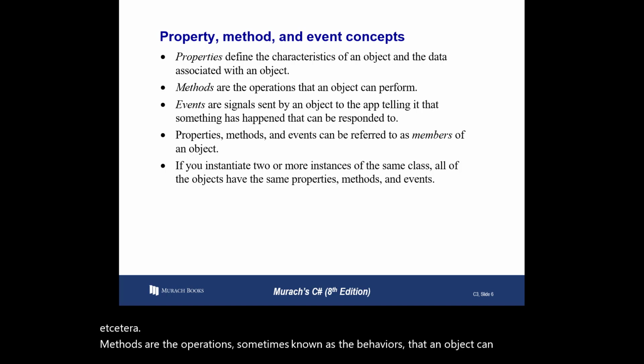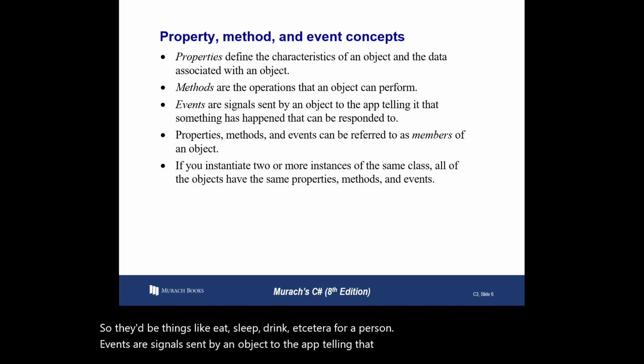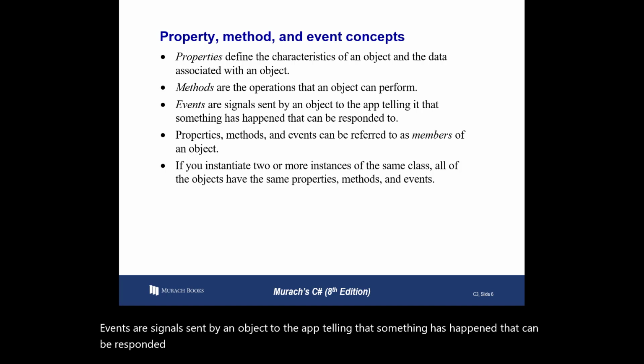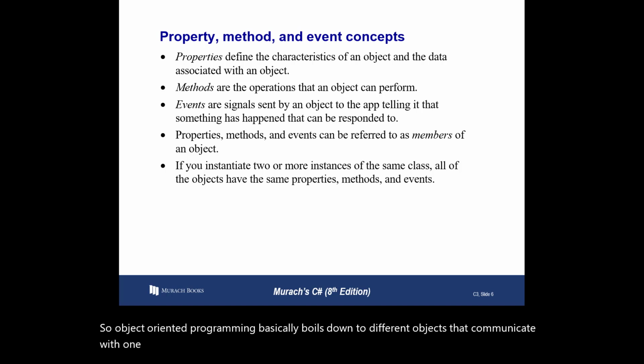So they'd be things like eat, sleep, drink, etc. for a person. Events are signals sent by an object to the app telling that something has happened that can be responded to. So, object-oriented programming basically boils down to different objects that communicate with one another. All right. The properties, methods, and events are referred to as the object members.